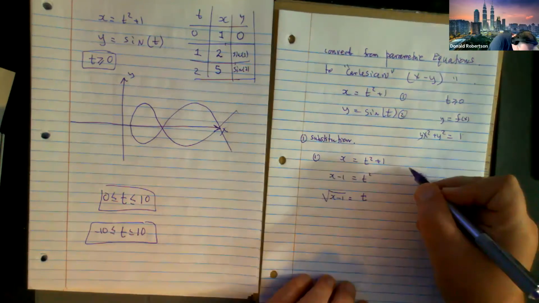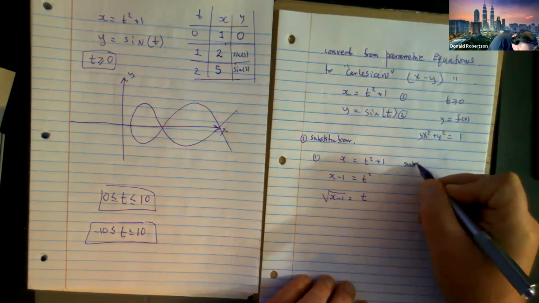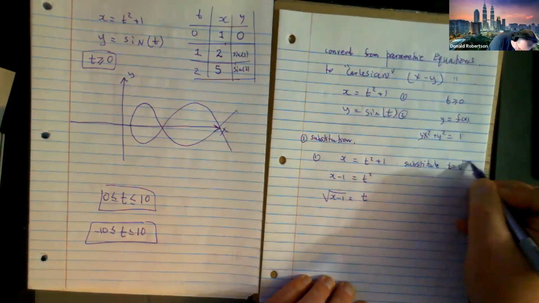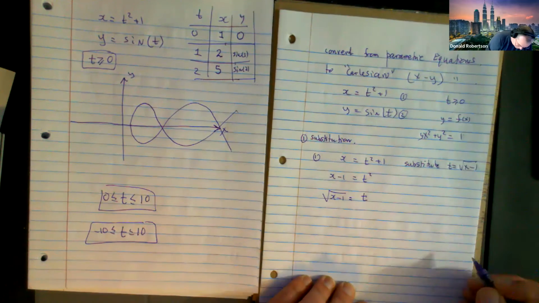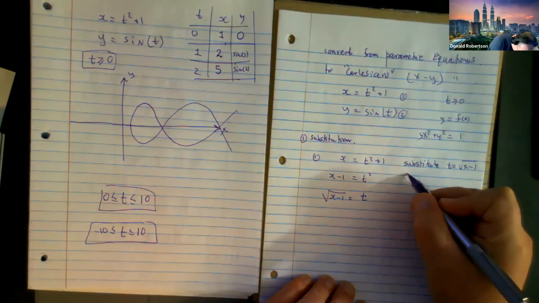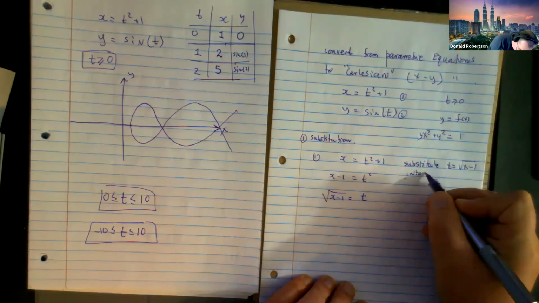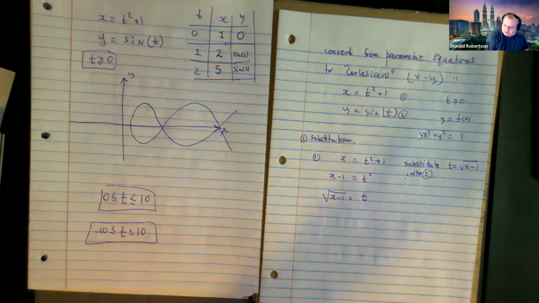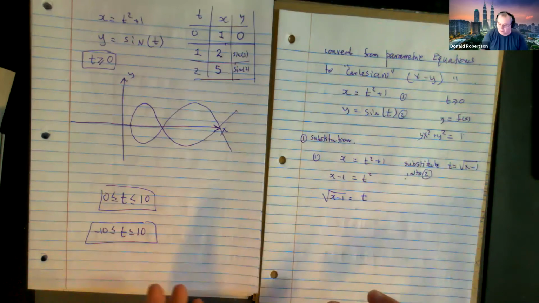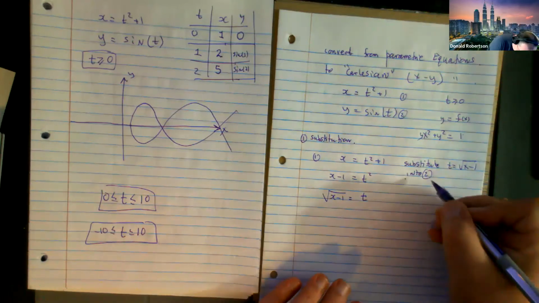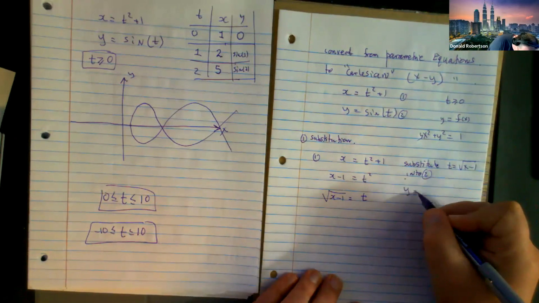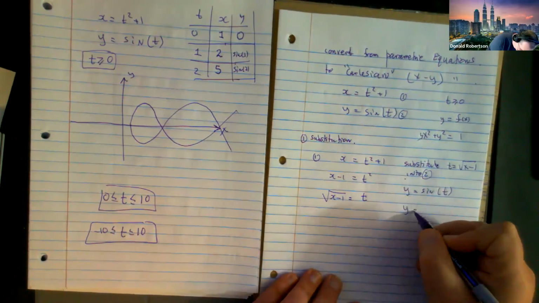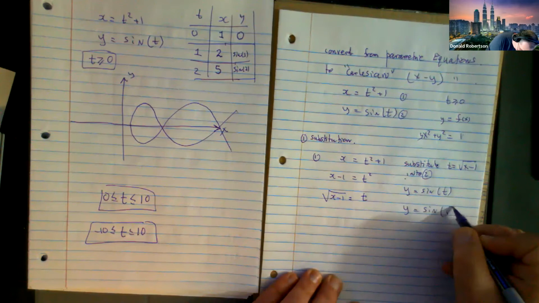And then substitute t equals the square root of x minus 1 into equation 2, or whatever the other equation is. If you use 2, then substitute it into 1, right? I've used 1, so I'm now going to substitute that result into 2. And we have y equals the sine of t, which now becomes y equals the square root of t.